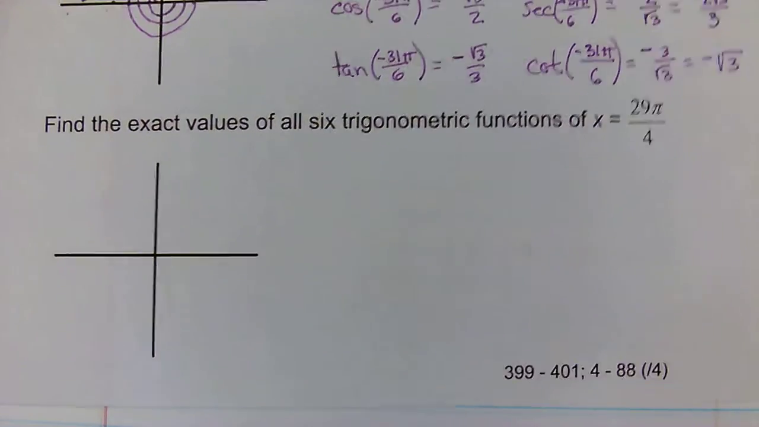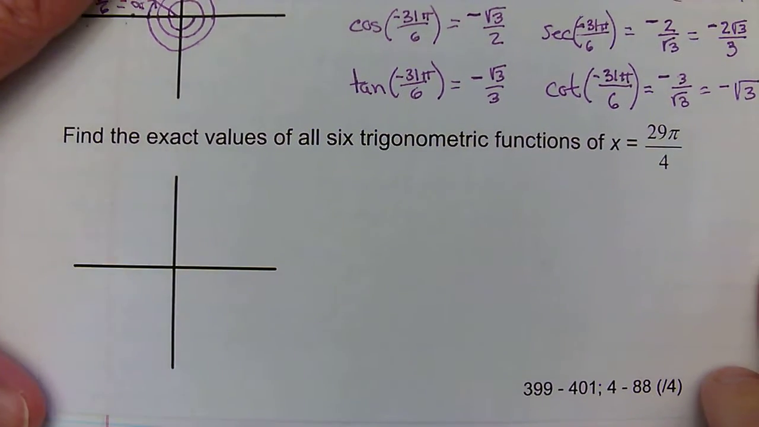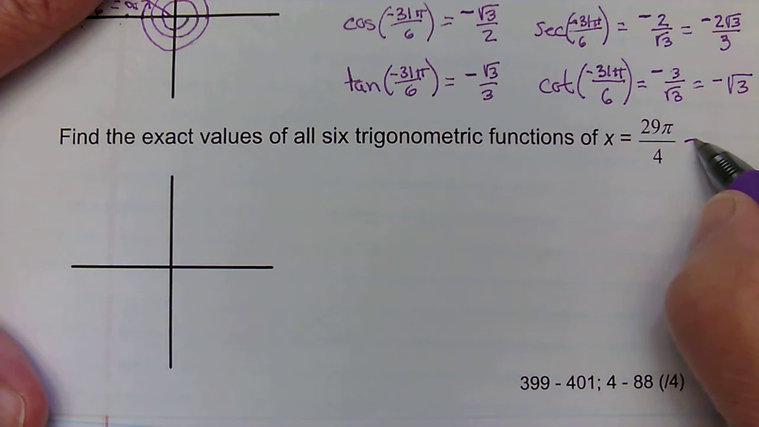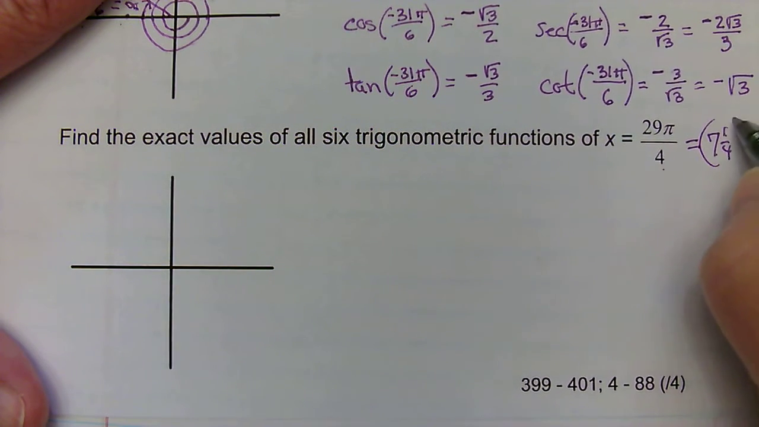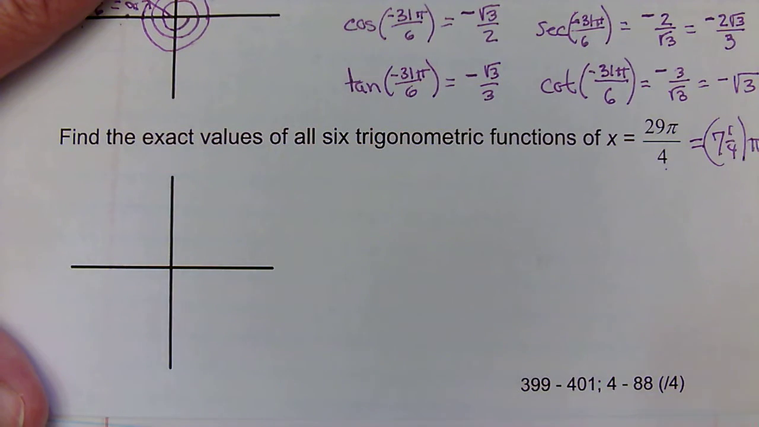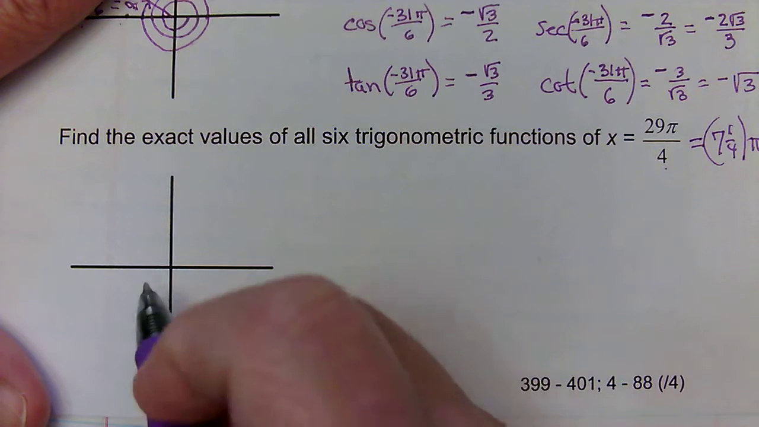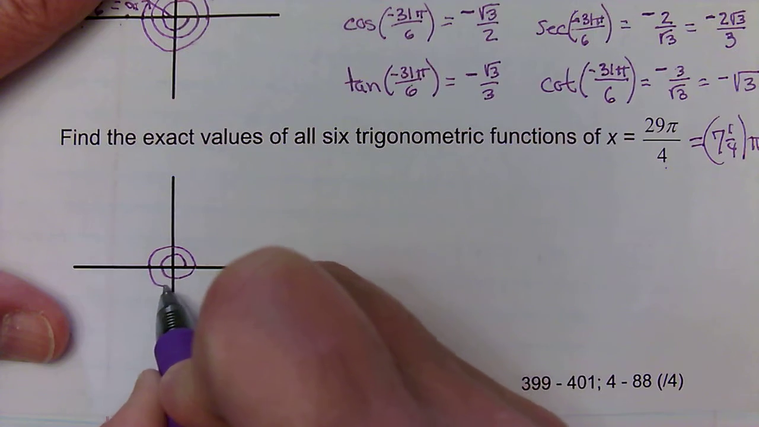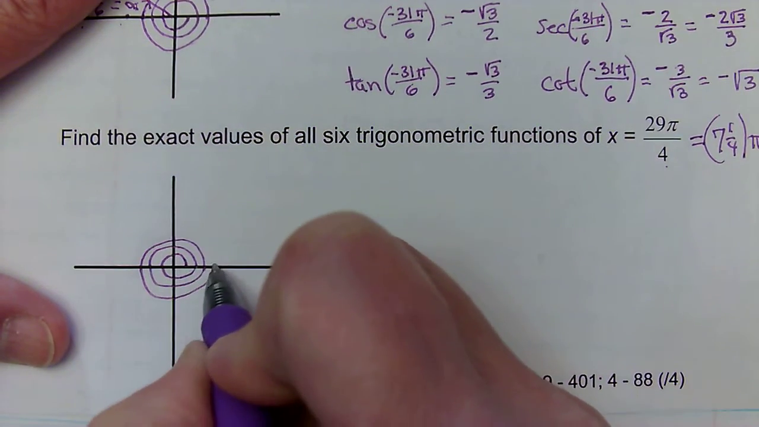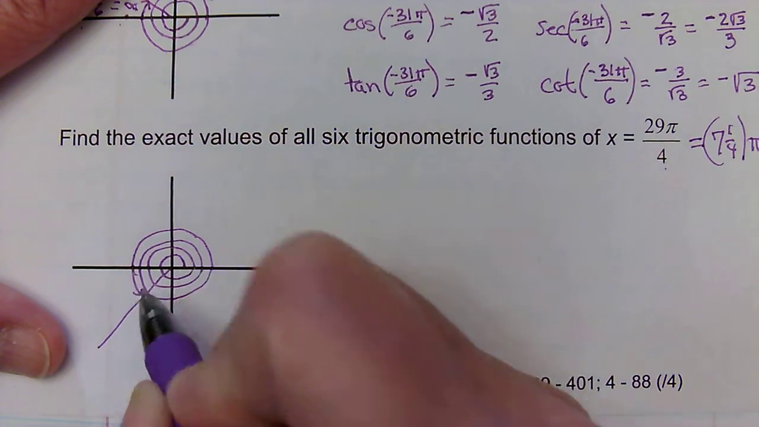So if I want to find the exact values of the trig functions of 29 pi over 4, first thing I'm going to do, 4 goes into 29 7 times with 1 left over. So this is the same as 7 and 1/4 pi. This angle is positive, so I'm going to go in the counterclockwise direction. So starting at the initial ray, 1, 2, 3, 4, 5, 6, 7, and 1/4 of halfway would take me to here.